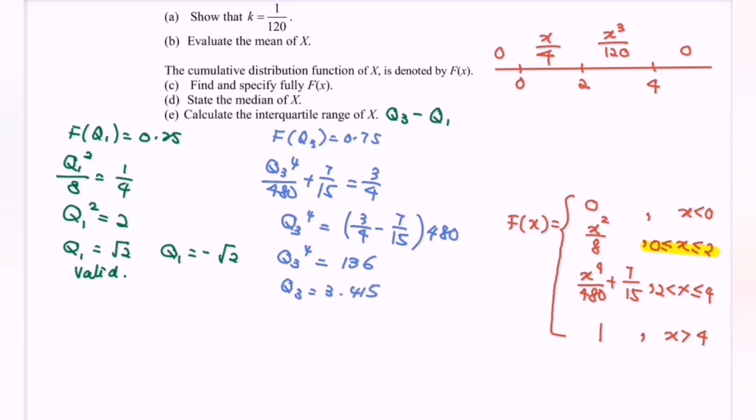So find the interquartile range. The interquartile range is equal to 3.415 minus the square root of 2. So if we work out the situation, we will have the value 2.00074. So the interquartile range, if we round off, is actually 2.